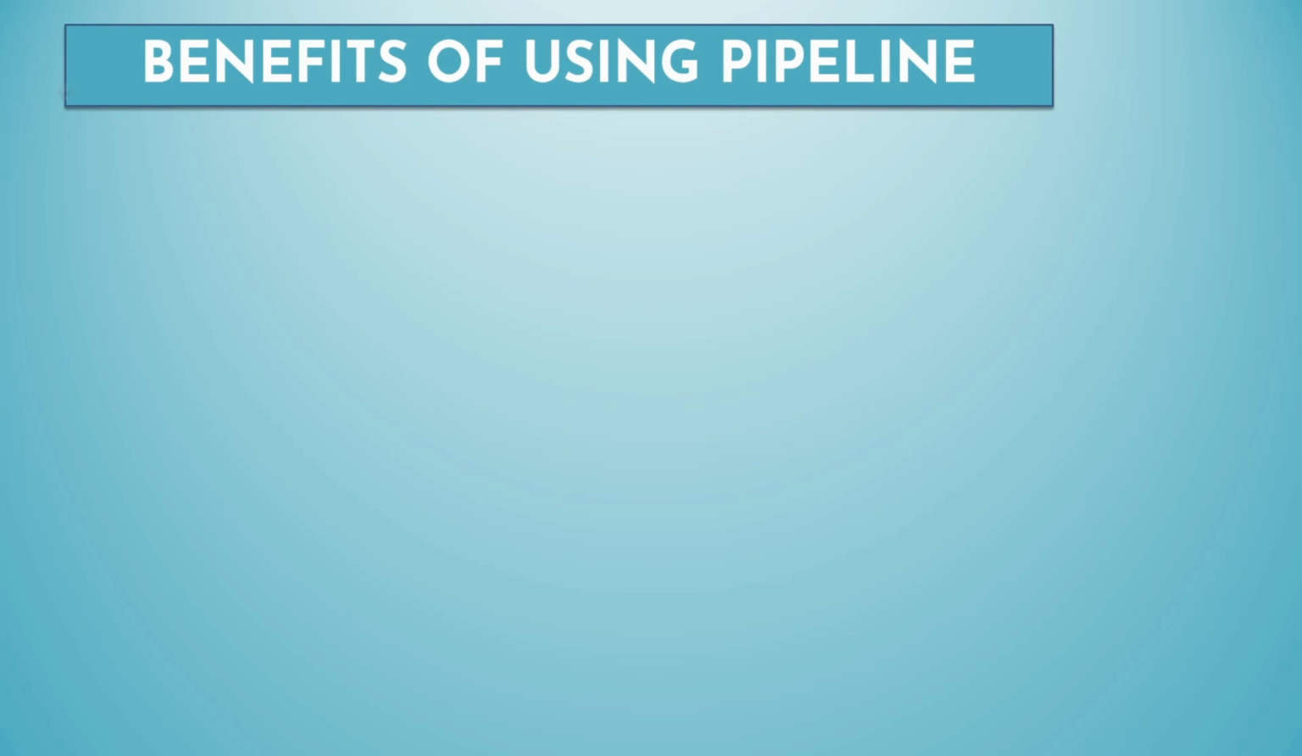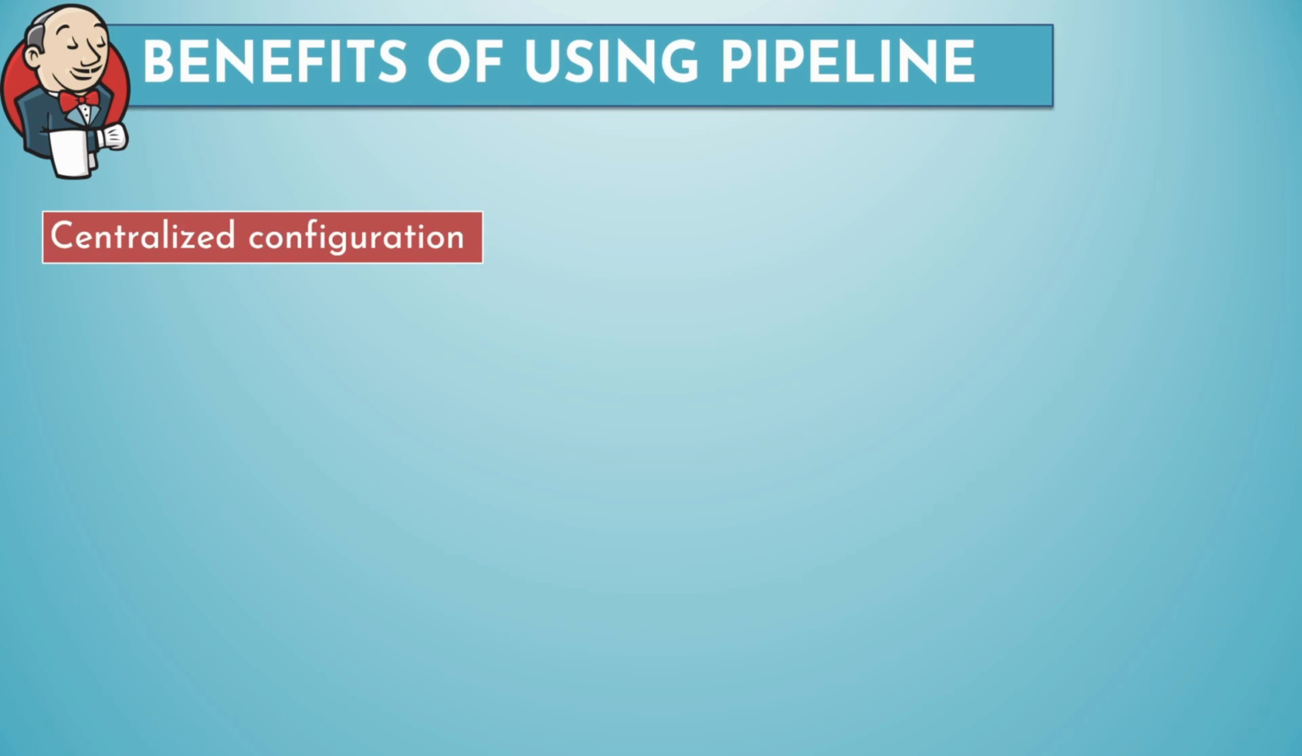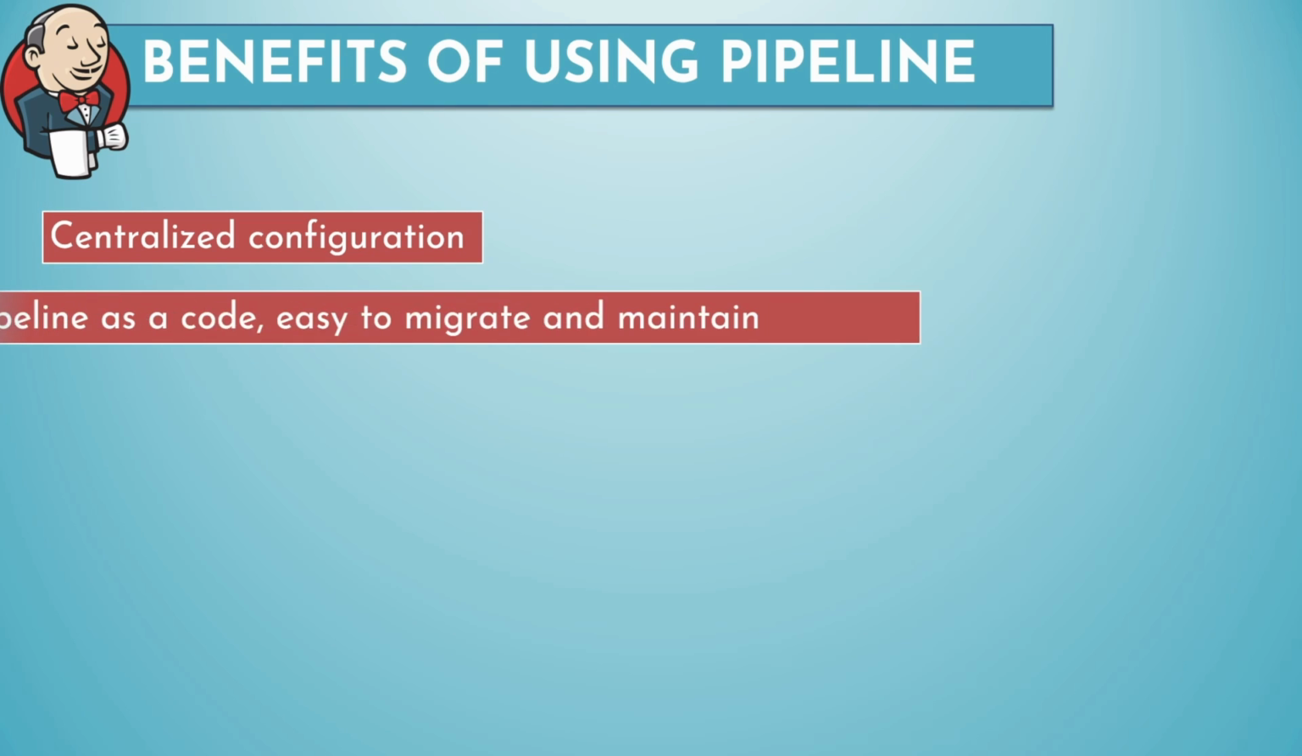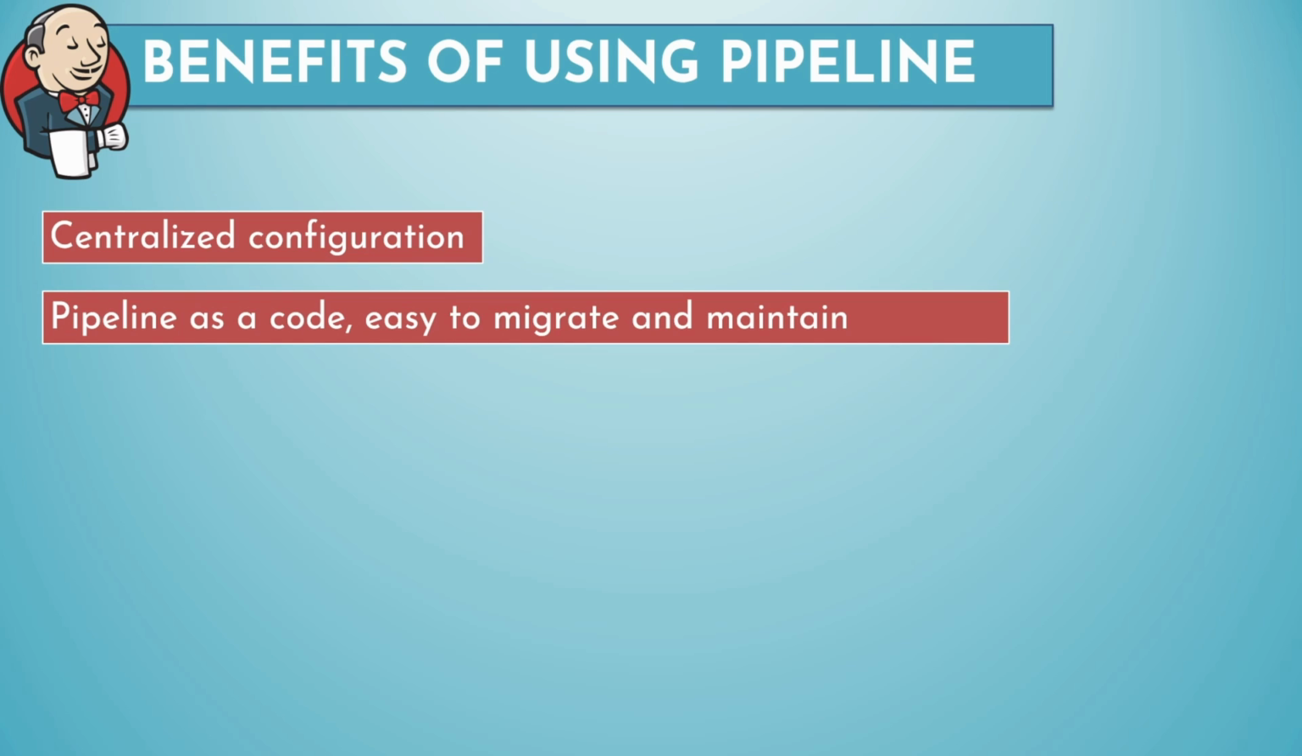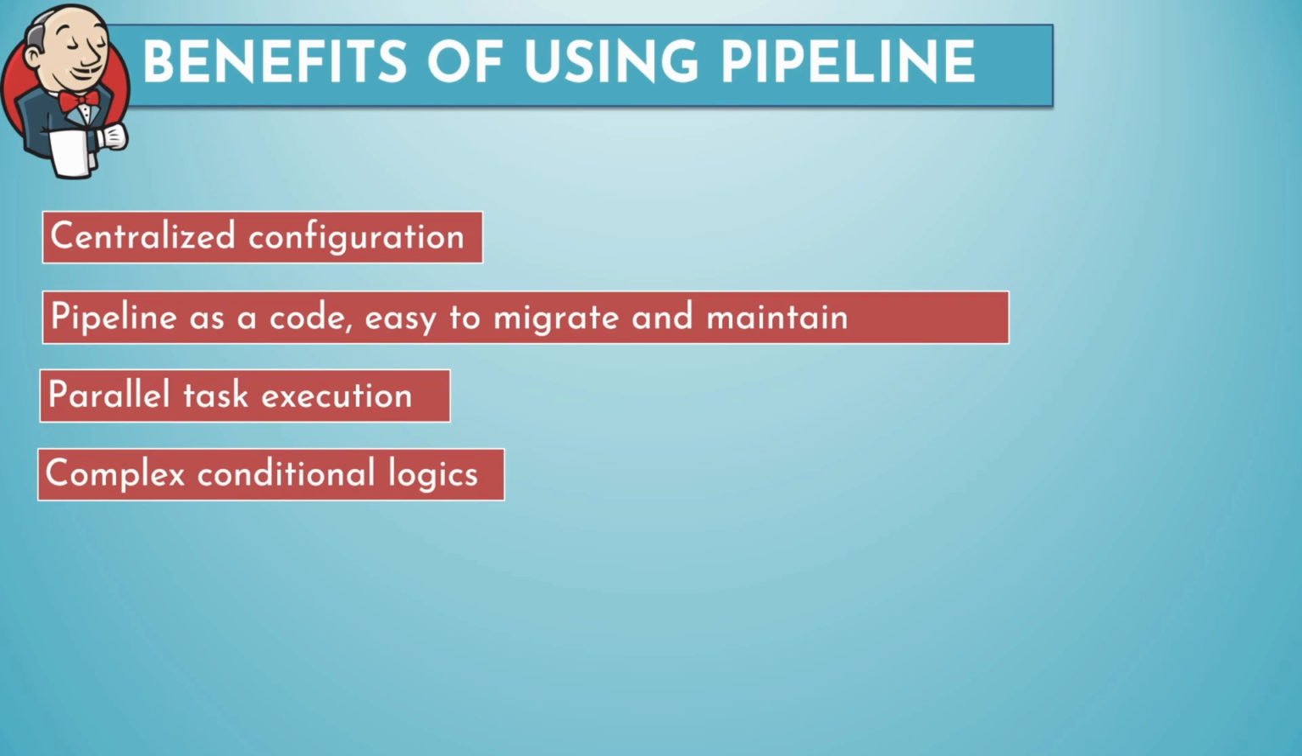Let's have a look at the benefits of using Jenkins pipeline. Pipeline code is generally placed at a central Git-based repository so that it can be version control and easy to track the changes. It is easy to migrate and maintain because everything resides as a code. Parallel task execution is possible instead of sequential tasks that was there in the freestyle jobs of Jenkins. We can also implement complex conditional logics, which was not possible in freestyle jobs.